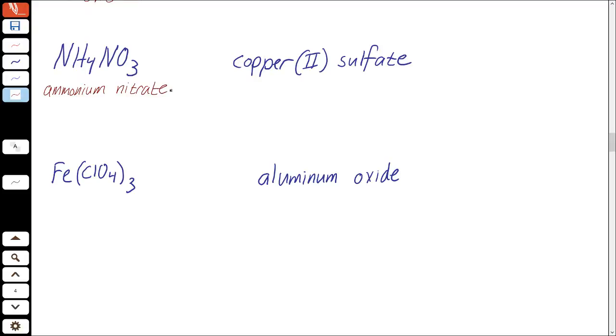Okay. Over to the right, so now we have to write a formula from a name. Whenever I see those, a good technique is to just write down the ions that are specified first and then deal with the charges and the ratios rather than trying to do it all at the same time. So copper 2 is copper plus 2, or 2 plus. And sulfate is SO4 2 minus. So I write down those 2 ions, and then I can see that to combine them, I just need a 1-to-1 ratio because it's plus 2 and minus 2. And that's going to make it neutral. So my overall formula is going to be CuSO4.